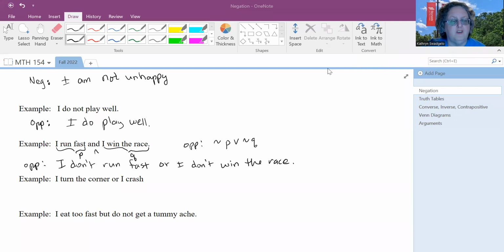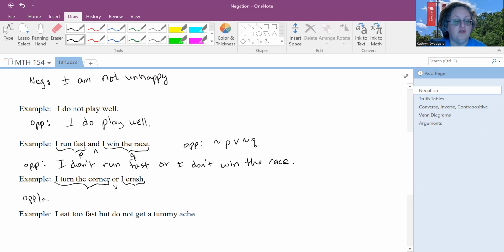Okay, so what about this next example? I turn the corner or I crash. So I turn the corner is one proposition, and I crash is the other. I'm using those little logic symbols, and or. So the opposite would change that to an and.